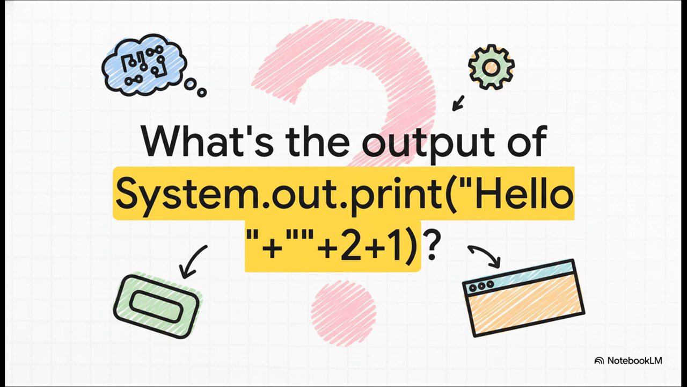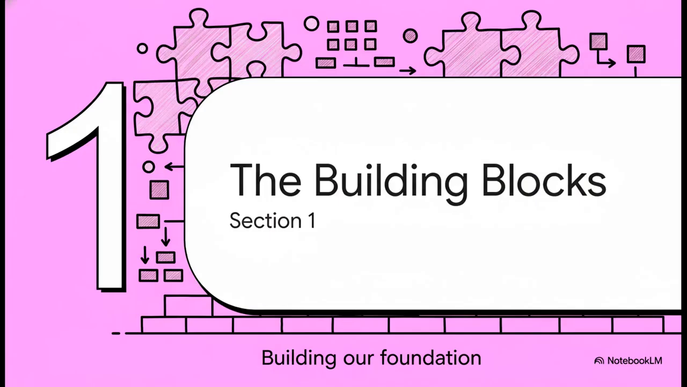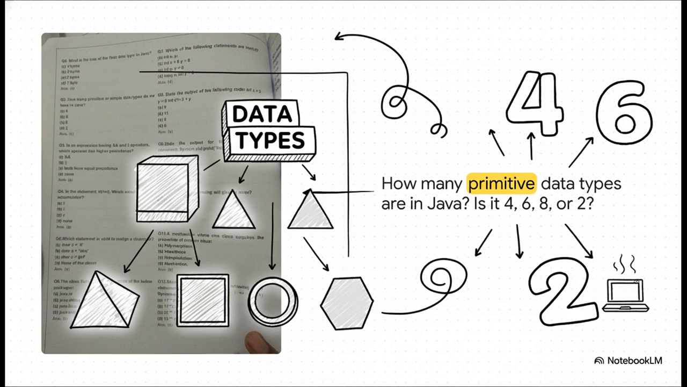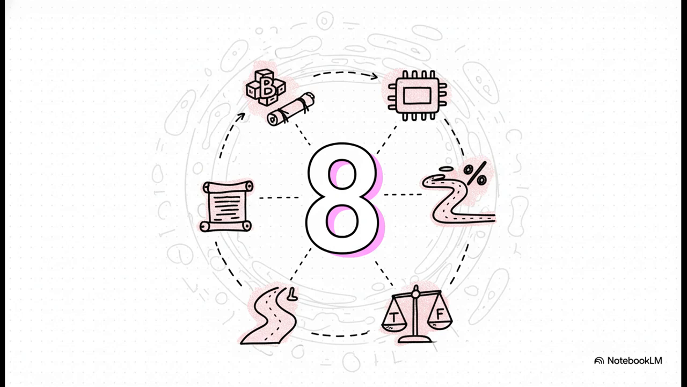You know, to solve puzzles like the one we just saw, we've got to understand the fundamental pieces first. In Java, that all starts with the absolute basics, the data types. So let's lay down a solid foundation. Okay, let's start with a really foundational question. How many primitive, the simple core data types, does Java give us to work with? What's your guess? If you were thinking 8, you are spot on.